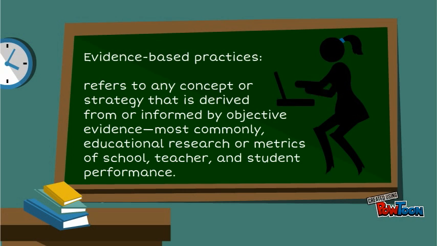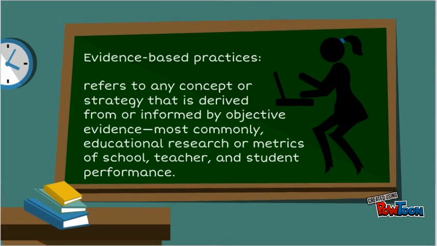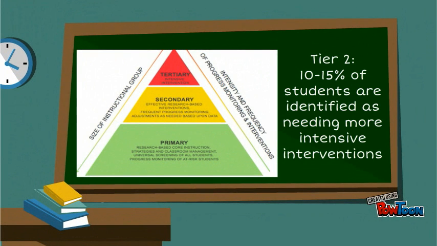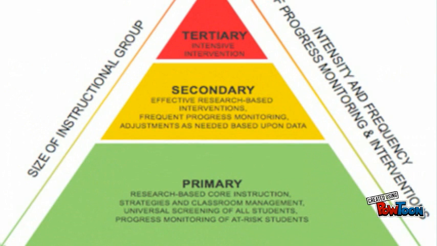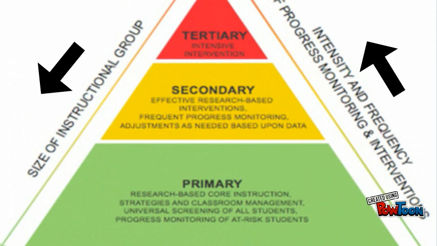If, after receiving instruction and intervention in Tier 1 in the general education classroom, students are not making adequate progress in the core curriculum, and this would be identified by results on ongoing teacher assessment, those students move up to Tier 2. In this level, about 10 to 15% of students receive targeted, individualized instruction. You'll notice that as we move up our triangle, the size of the group receiving instruction is going to diminish, but the interventions given get more intense and more individualized.